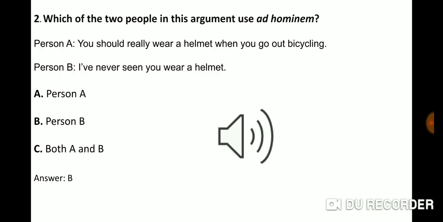Question number 2. Which of the two people in this argument uses ad hominem? Person A: you should really wear a helmet when you go out bicycling. Person B: I've never seen you wear a helmet. Well, the correct answer is person B. Boom.